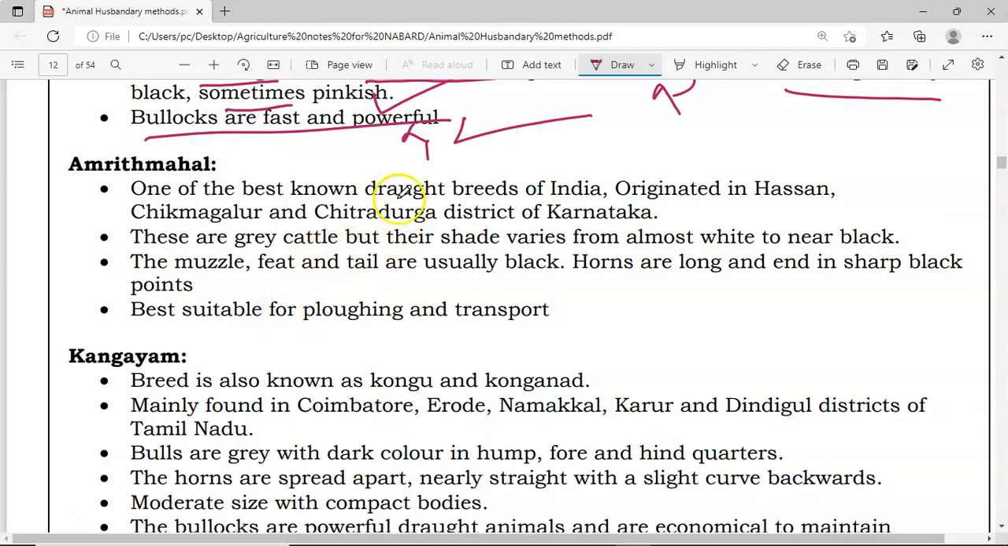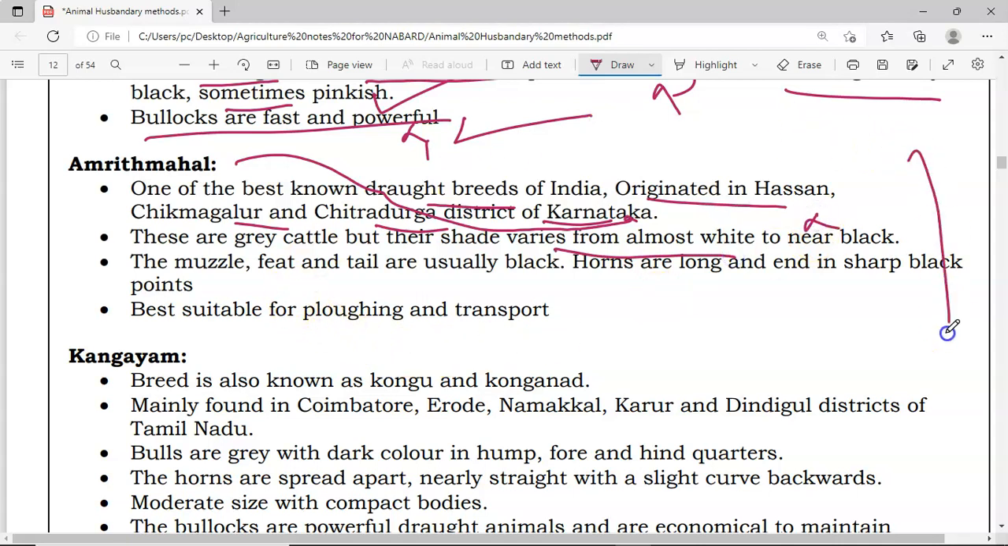Amrit Mahal is one of the best known draught breeds of India, originating in the Hassan, Chikmagalur and Chitradurga districts of Karnataka. So this Amrit Mahal belongs to Karnataka. They are grey cattle, but their shades vary from almost white to near black.